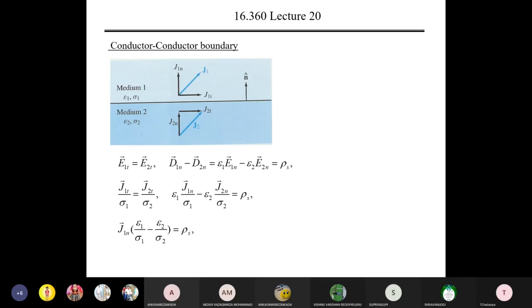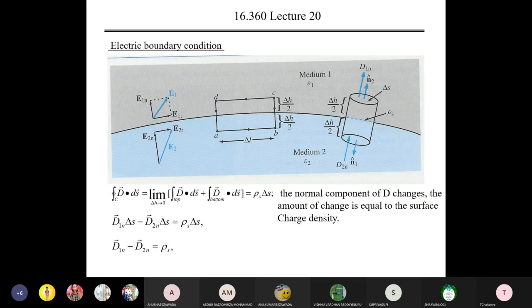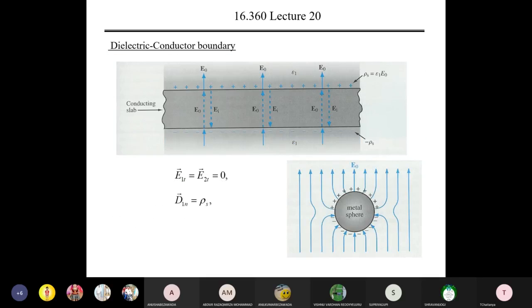This is the conductor to conductor interface, and this one is the dielectric to conductor interface. These are the resulting values. When you analyze like this, you will get the resulting value E1T equals E2T equals 0 when it is a dielectric to conductor, and Dn1 equals rho s. Only the normal value can be found. We cannot have the tangential value. The tangential value becomes 0 for a dielectric to conductor boundary.